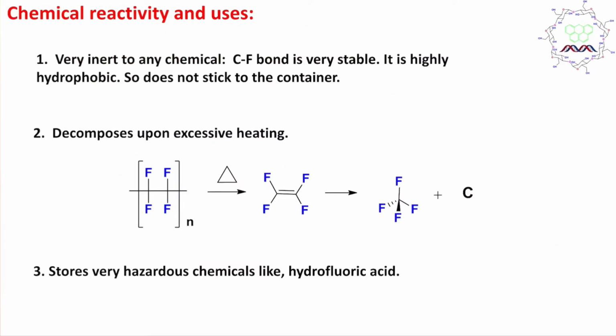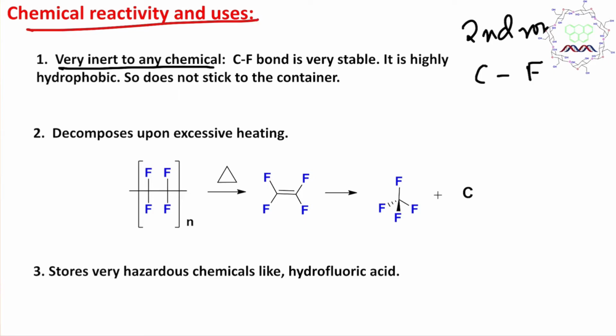Now what are the chemical reactivity and uses? This Teflon is very inert to any chemical. Why? Because of the C-F bond, which is very stable. Why is the C-F bond very stable? Because carbon and fluorine both belong to the second row. So they are second row elements, so they form a covalent bond and their extent of orbital overlap is very good because of belonging to the same row.